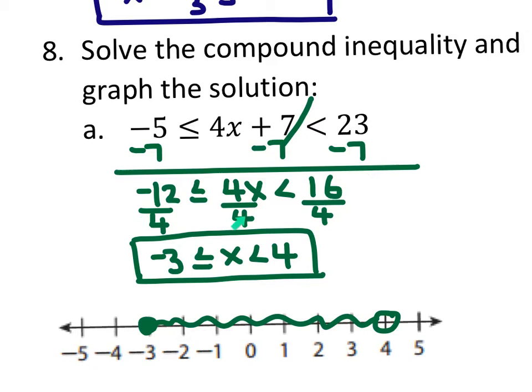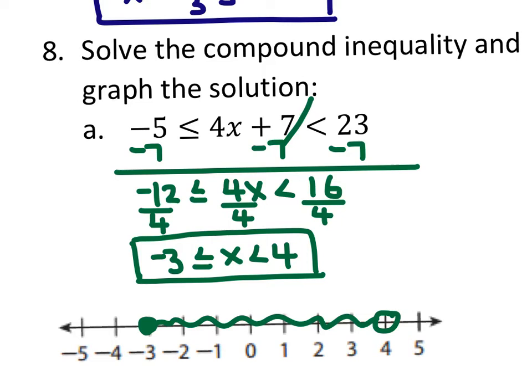Now I'm going to divide everything by 4. So I'm going to end up with -12 divided by 4 is -3. The 4's cancel with the x. The inequalities stay going the same direction. And 16 divided by 4 is 4. And here's my answer. I still need to graph.